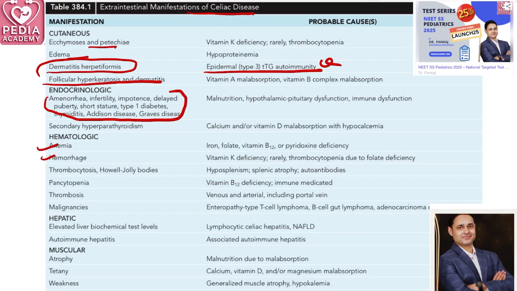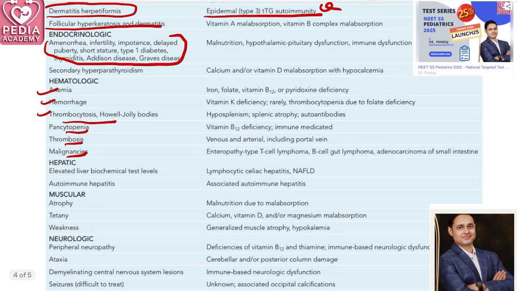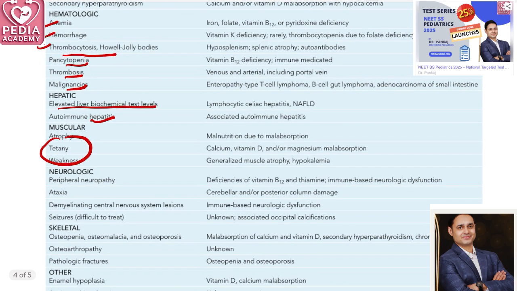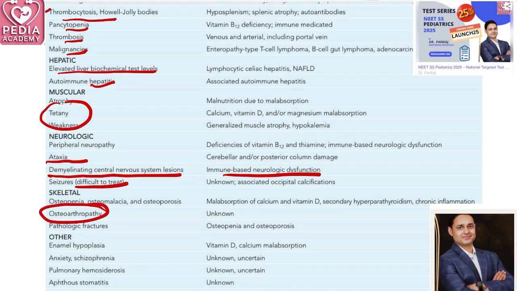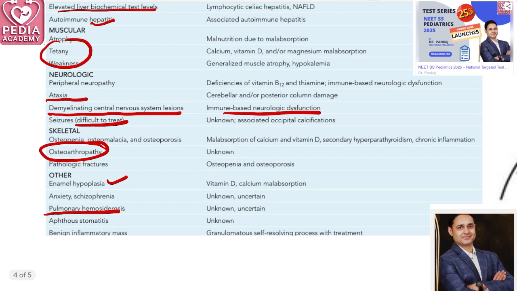Anemia, hemorrhage, thrombocytosis, Howell-Jolly bodies, pancytopenia, thrombosis, malignancy can be seen. So this can be asked as an all-except question. Hepatic: elevated liver biochemical enzymes and autoimmune hepatitis are seen. Tetany and weakness are also seen. Ataxia is also a finding. Demyelinating and central nervous system lesions like immune-based neurological dysfunction, seizures which are difficult to treat, osteoarthropathy, enamel hypoplasia, pulmonary hemosiderosis, benign inflammatory mass.